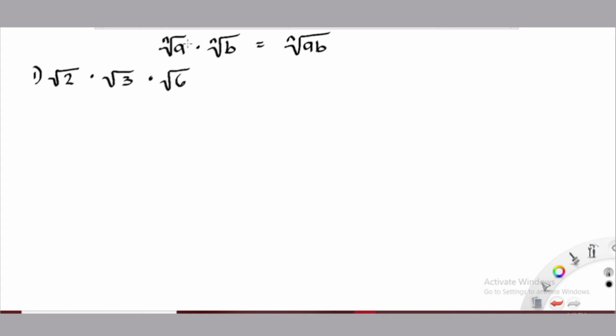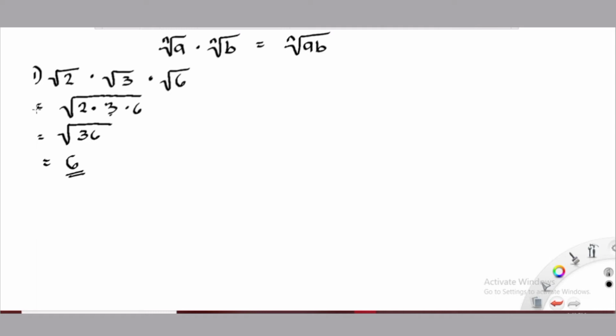So, pare-pareho yung kanilang index. So, it means to say that the final answer is also a square root. And then, we will just multiply the radicands. Following the product rule for radicals, we can write this as the square root of 2 times 3 times 6. The square root of 2 times 3 is 6, times 6 is equal to 36. Square root of 36, simplify. Square root of 36 is equal to 6. So the answer for number 1 is 6.